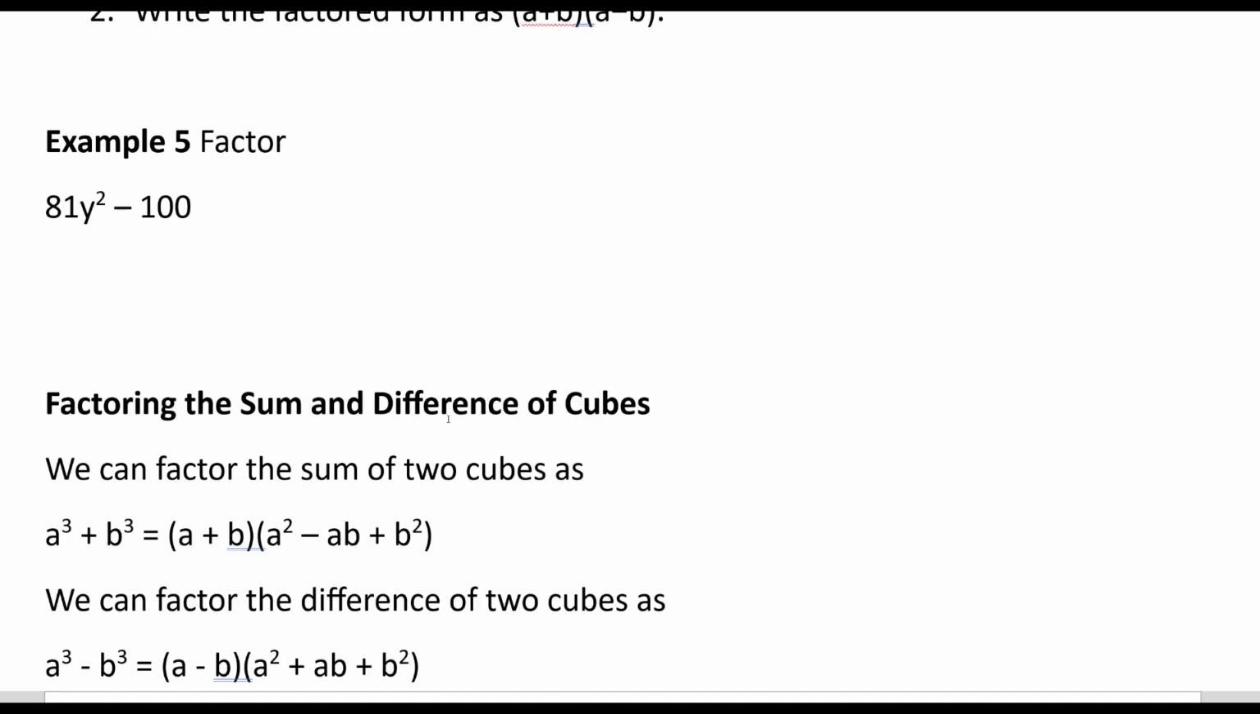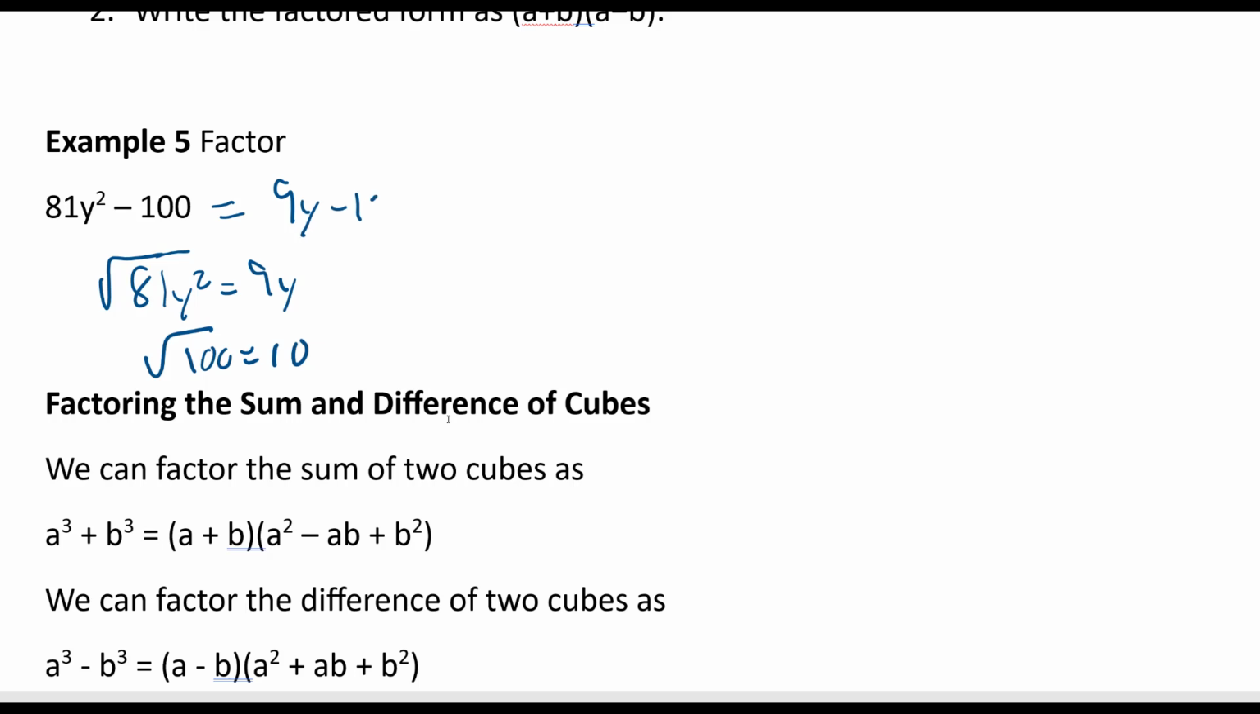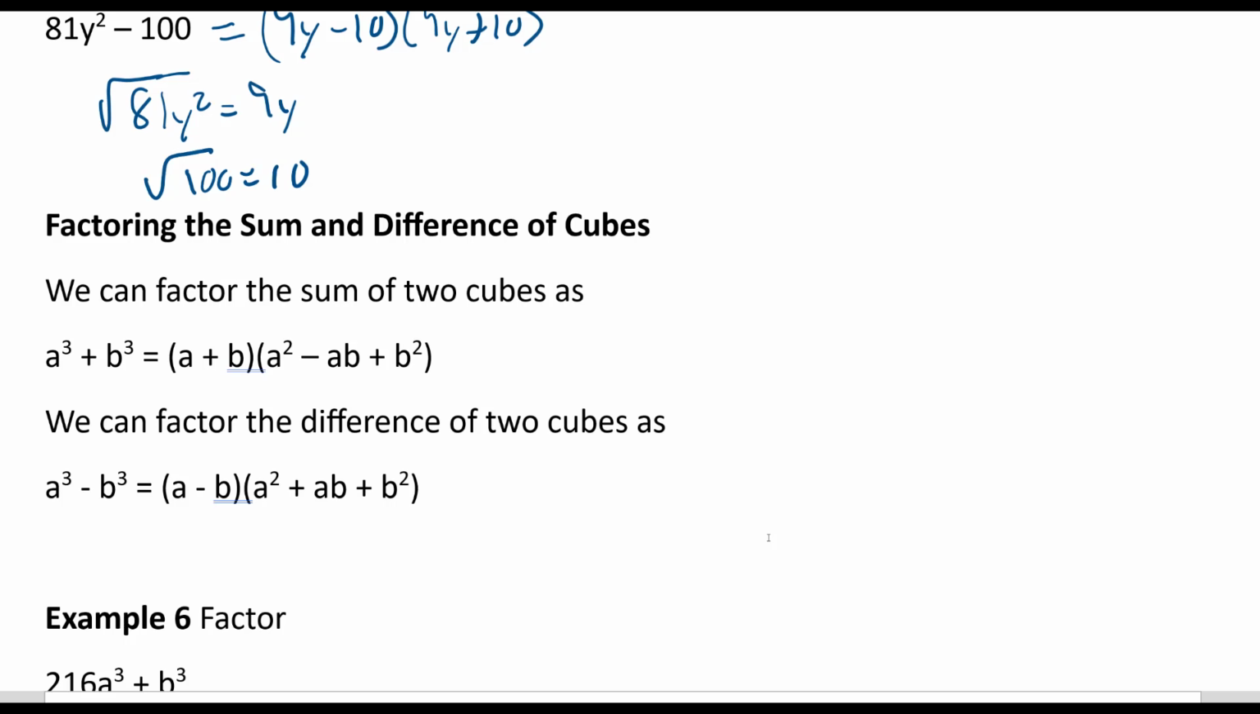So the square root of 81y squared is 9y. The square root of 100 is 10. So this would be 9y minus 10 times 9y plus 10. Or you could put the plus first because multiplication is commutative. You can have 9y plus 10 times 9y minus 10. It's the same thing.